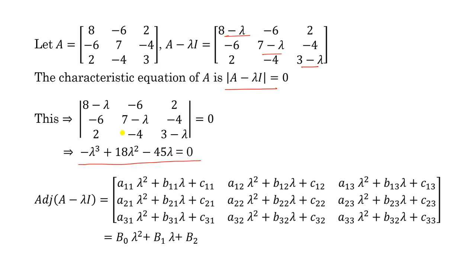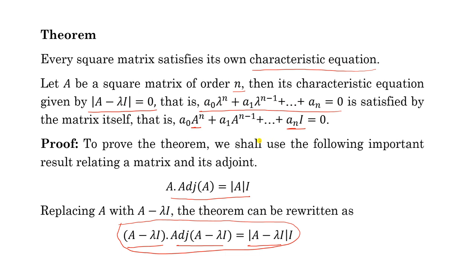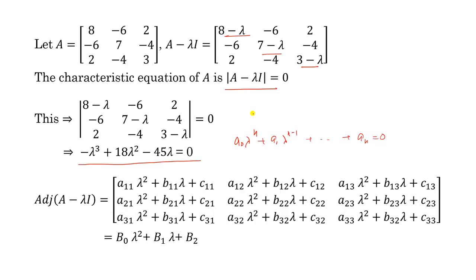It means if the order is 3, then we get a polynomial of degree 3 in lambda. So in a generalized way, if the order of A is n, then this will be A0 lambda raised to power n plus A1 lambda raised to power n minus 1, and so on. In this way you can write, as I have already written here. This is written in the generalized way.